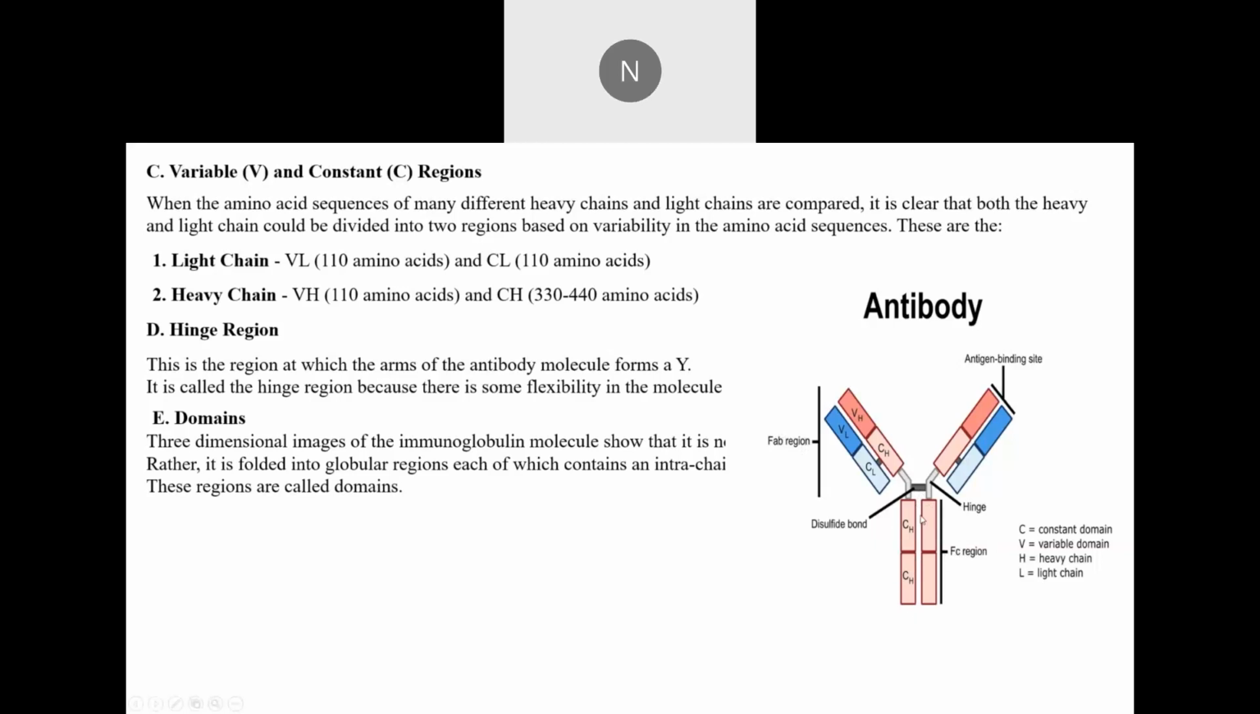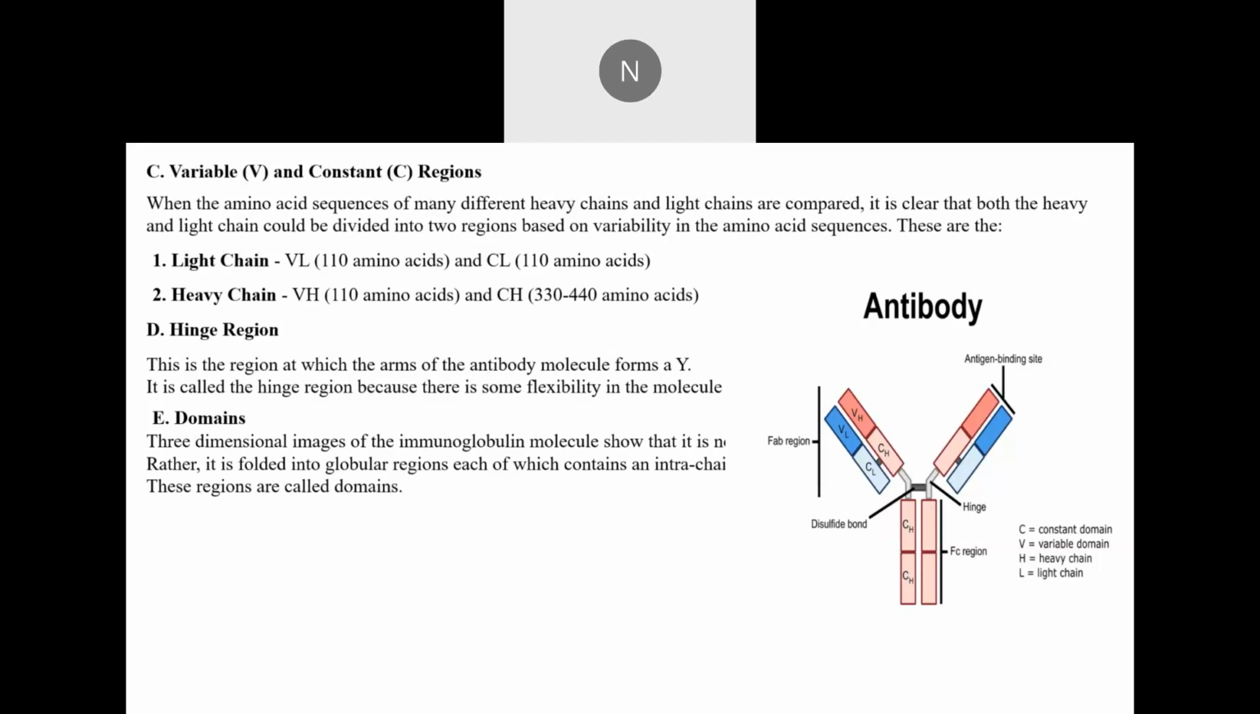So the lower arm of the Y, the single arm of the Y, is made up of part of the heavy chain only. They are called constant domain, variable domain, and heavy chain and light chain. The color difference is there for this. So all these part names you should be writing in your exam answer for immunoglobulin.